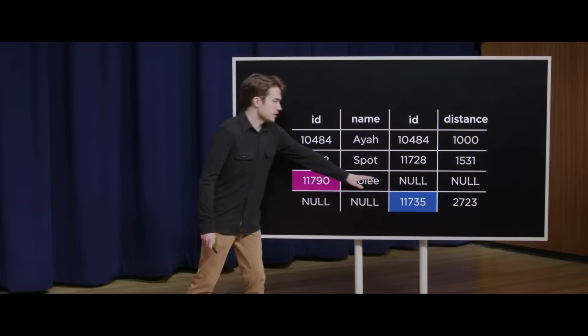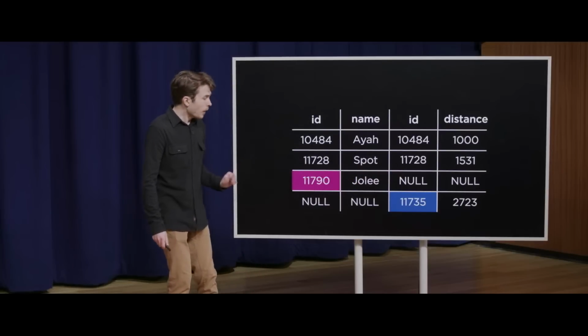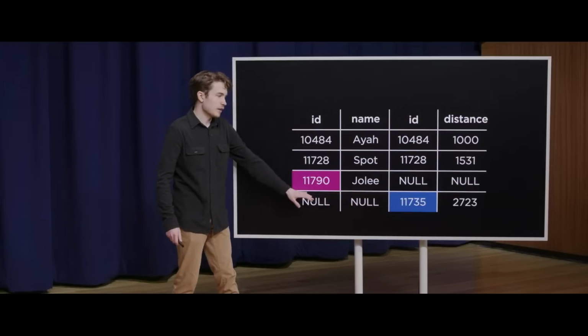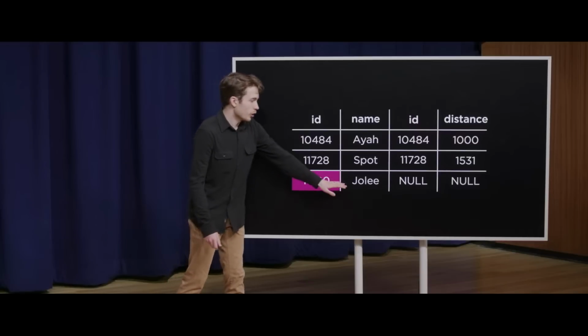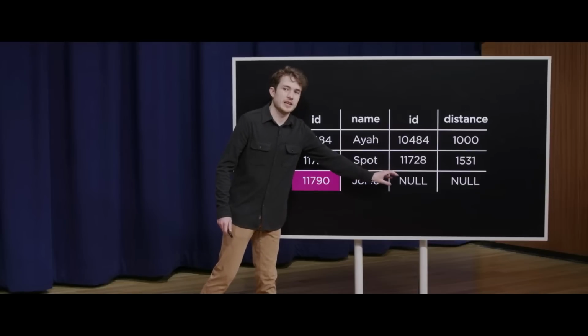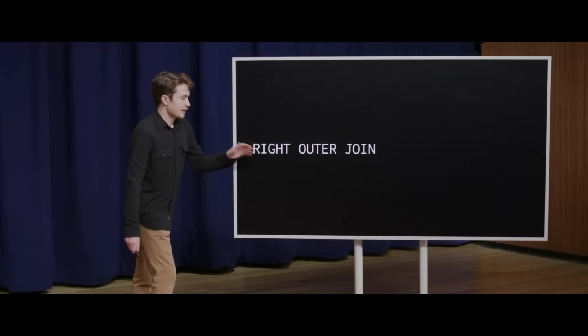Even if this doesn't have any match here, I'll still keep this row. But notice down below that this ID has no match in the left table. I'll omit that. And in the end, I'll delete this bottom row, but be left with Jolie, who might or may not have data in the right table. Let's try the right join, right outer join.